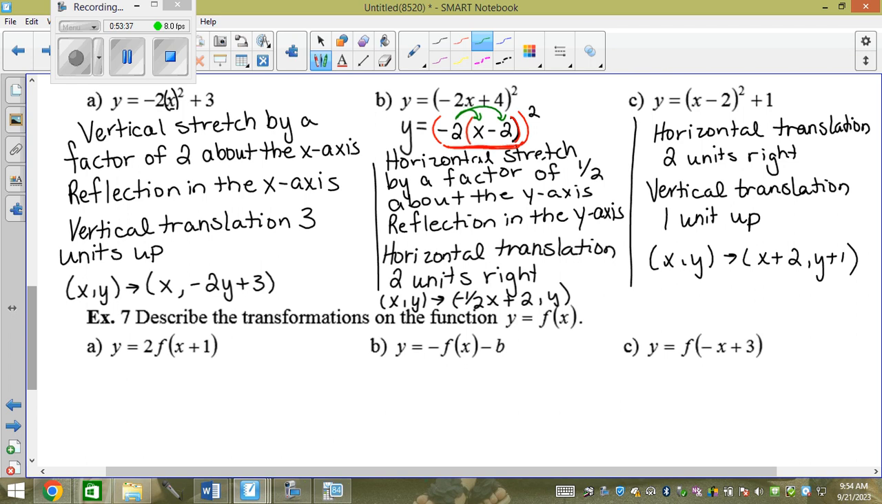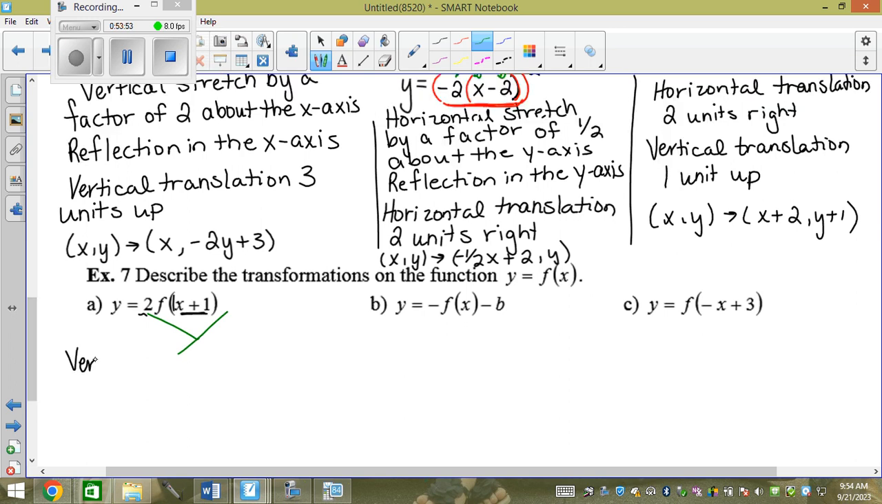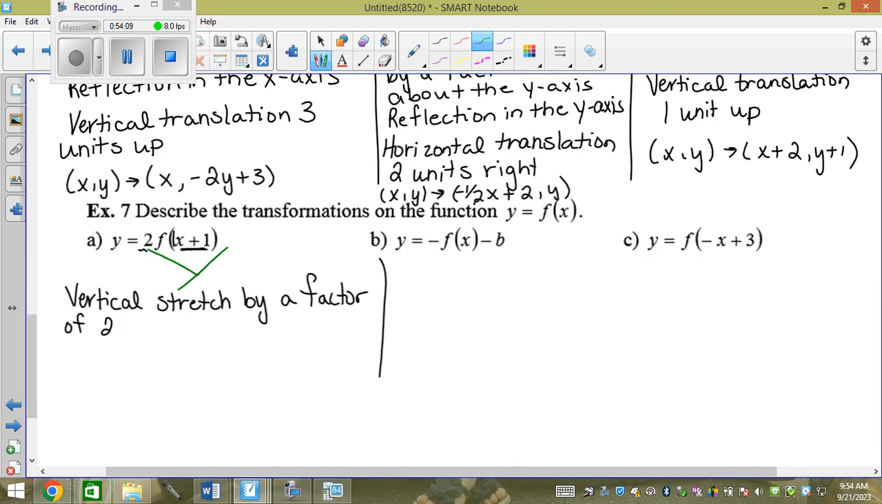Okay, before I do example 7, I have to check, is it in y equals? Yes. Is there a 1 in front of the x? Yes. Then I can carry on, right? So the only stretch I have is this one out here. And if it's out here, it affects the y's. If it's in here, it affects the x. So this is a vertical stretch by a factor of 2. Did our vertical change at all? No, it was just our horizontal that flipped. Vertical stretch by a factor of 2 about the x-axis.